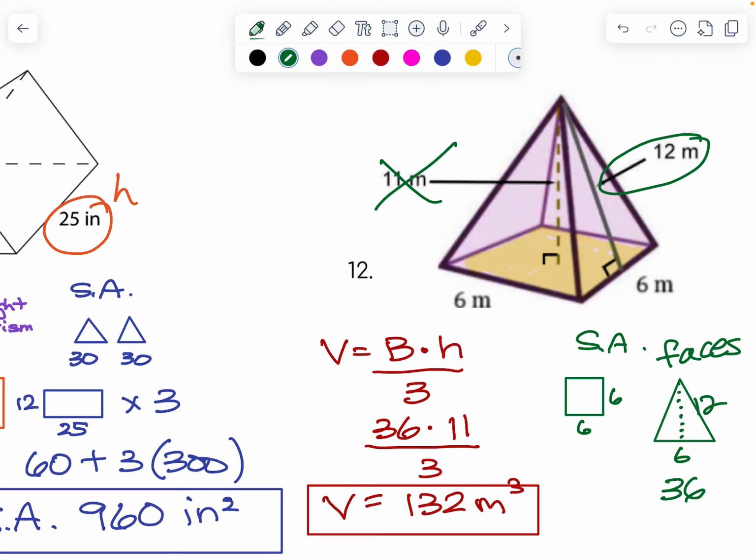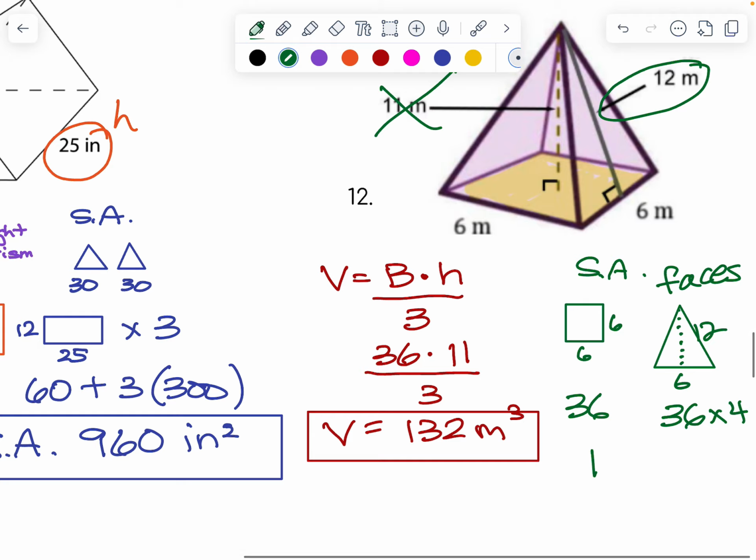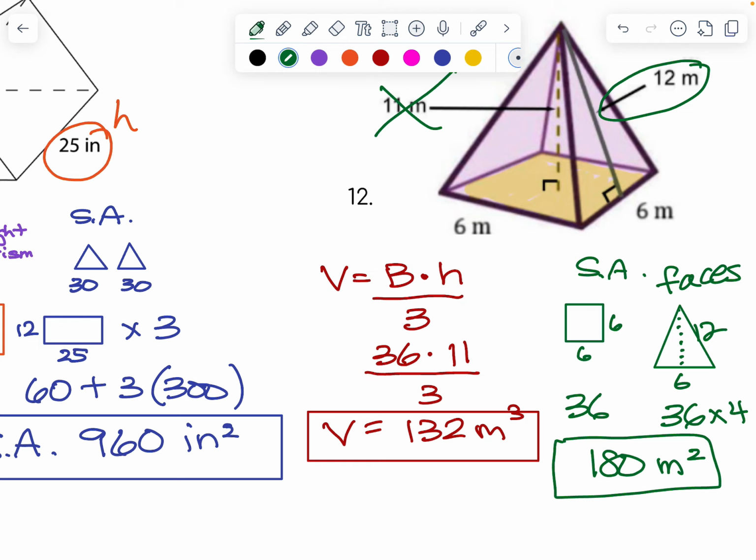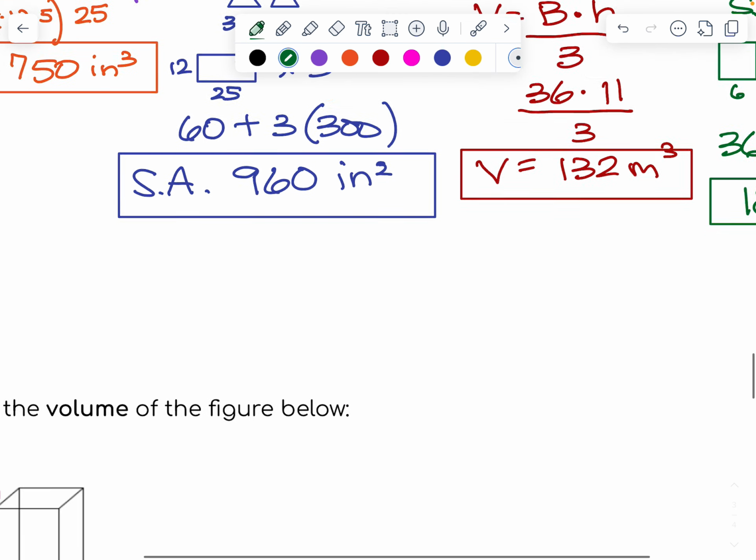All right? Did I do that right? I think I did. 3 times 12. Yeah. And guess how many of those I have? I have 4. And this one is also 36. Oh my gosh. For a grand total of 180 meters squared, because it's area. That's the surface area. Ta-da! We have 1 problem left. We are cooking. Woo! Here we go.